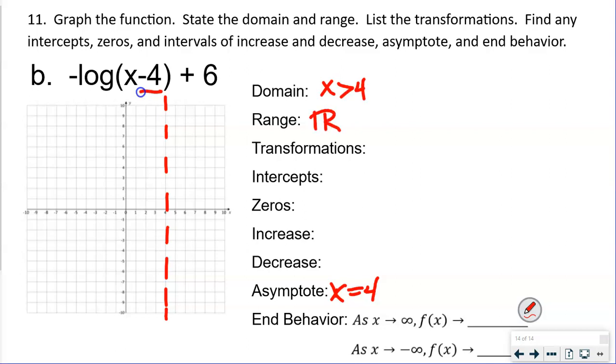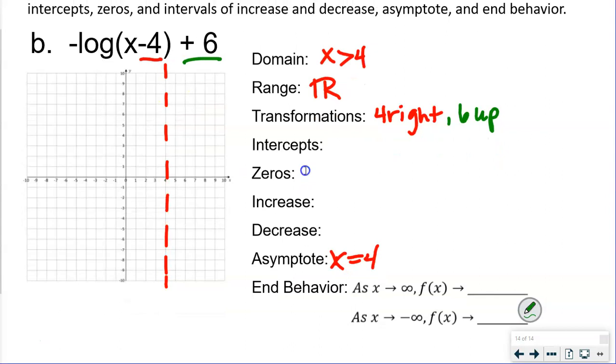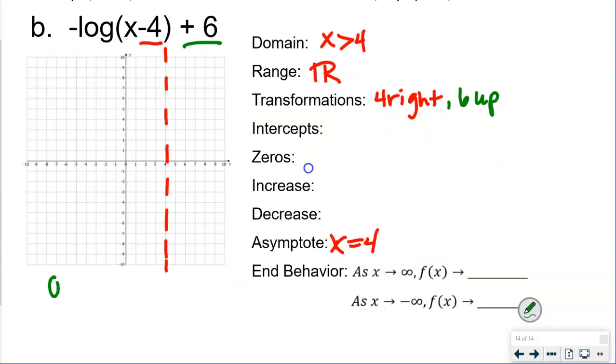Let's talk about our transformations. That 4 means it's going 4 right. And then that plus 6 means it's going 6 up. Okay, so now this one's not going to have a y-intercept, is it? It's not going to intercept the y-axis because the asymptote's to the right of the y-axis. So the only one we have to solve for this time is the x. So we're going to say 0 equals negative log of x minus 4 plus 6.